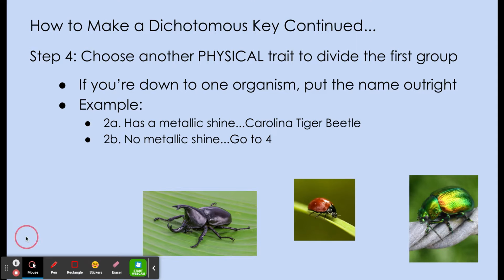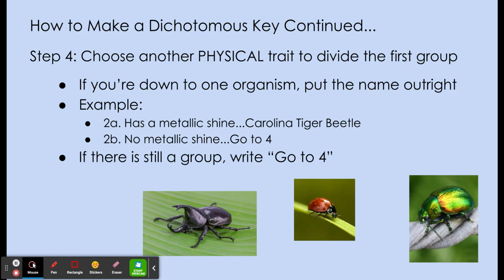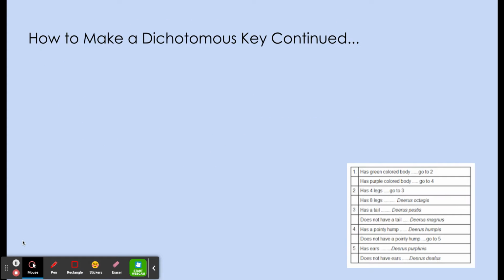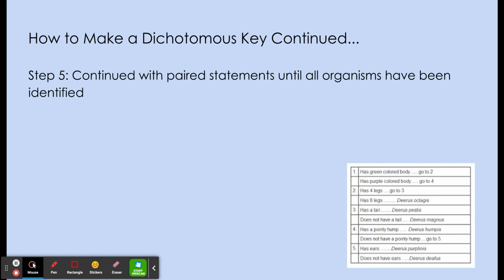The key thing here is that if there's still more organisms left, or if there's still a group of organisms left, so 2 or more, like in this example, I have the 2 insects that are still left, I would write go to 4. That's where this comes in with after 2B, because I need to now go on to further classifying those 2 insects that are left. So hang tight because we're almost done. So, what is the step after I have figured out and keep going until I have specifically identified each organism that I'm trying to classify? You continue with paired statements until all of the organisms have been identified.